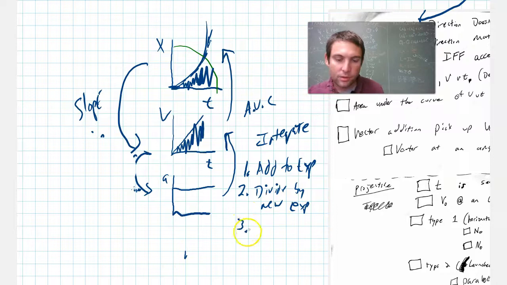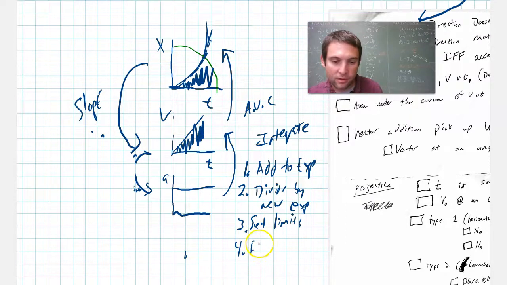Step three, we are going to set our limits. Step four, we are going to use those limits, and we are going to have the final minus the initial.